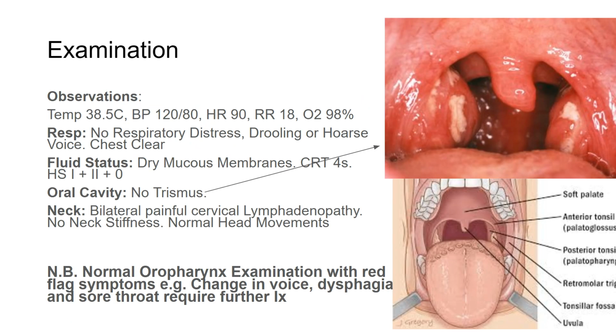So on examination, he's pyrexial, so he's got a temperature of 38.5. He shows no signs of respiratory distress, no drooling or hoarse voice, which in the acute situation could make you worried about the larynx and inflammation of that, such as laryngitis or epiglottitis. His chest is clear as well. He has no stridor or airway compromise currently.